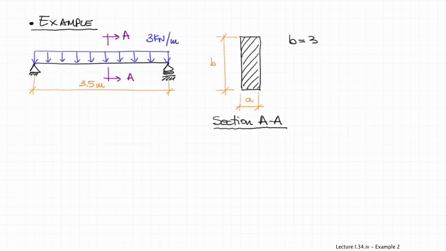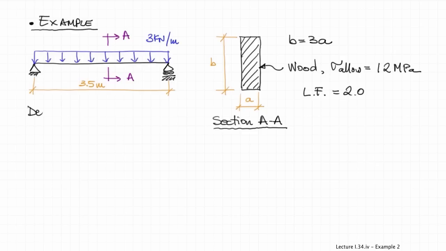and we know as a condition that the depth of the beam is 3 times the width of the beam, so B equals 3A. The beam material is wood with an allowable stress of 12 megapascals, and the load factor for bending in this case is equal to 2.0.